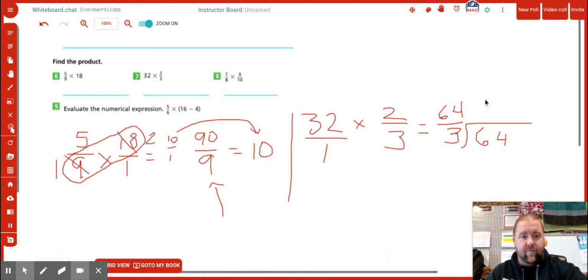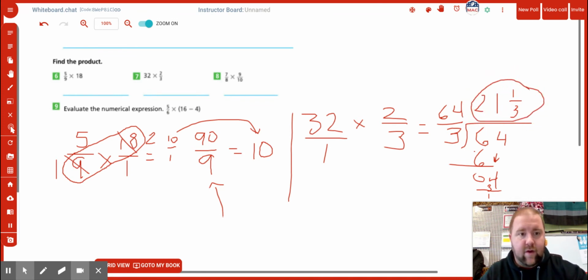64 divided by 3. 3 goes into 6 2 times. Subtract. Bring down my 4. 3 goes into 4 one time, subtract. I'm running out of space here. I get a 1. Remember, my remainder is my numerator, and my denominator stays the same. So my answer would be 21 and 1/3 for this problem, okay?